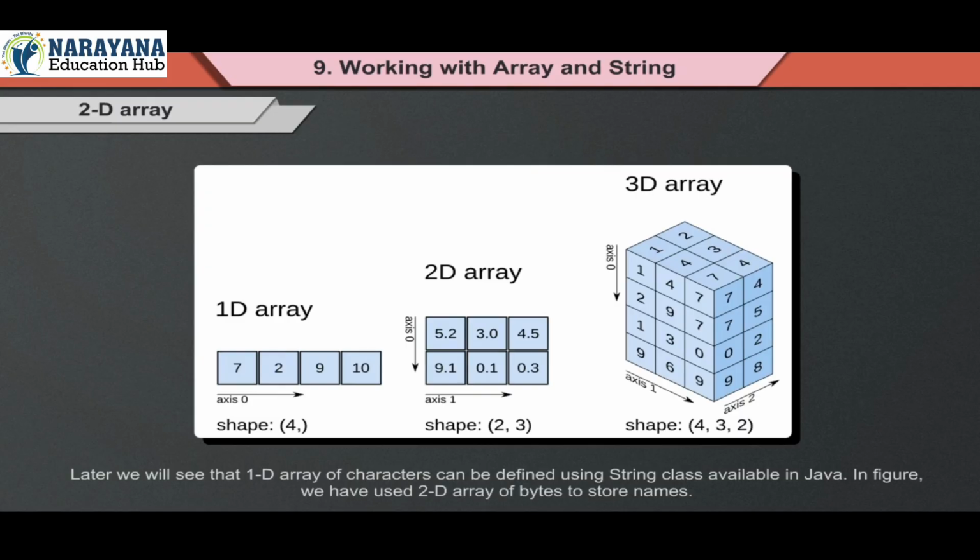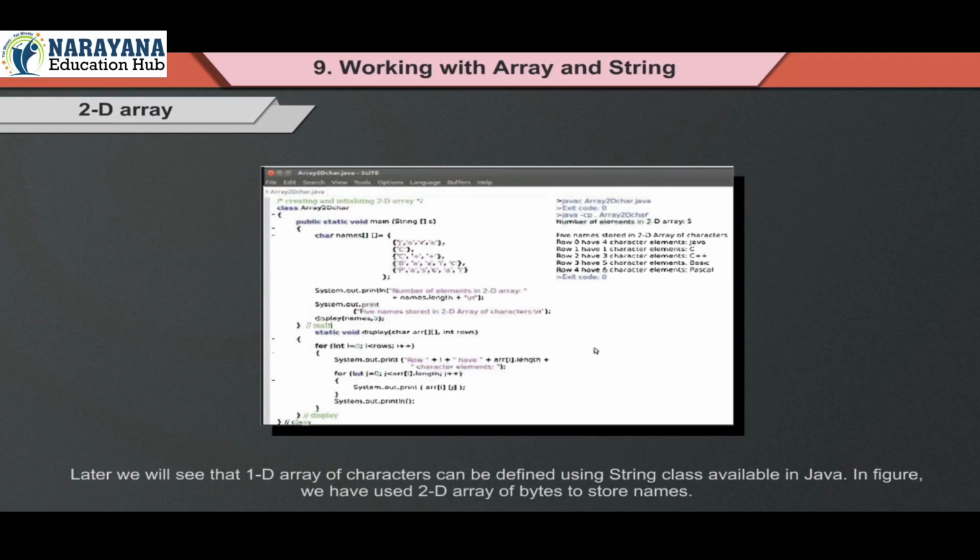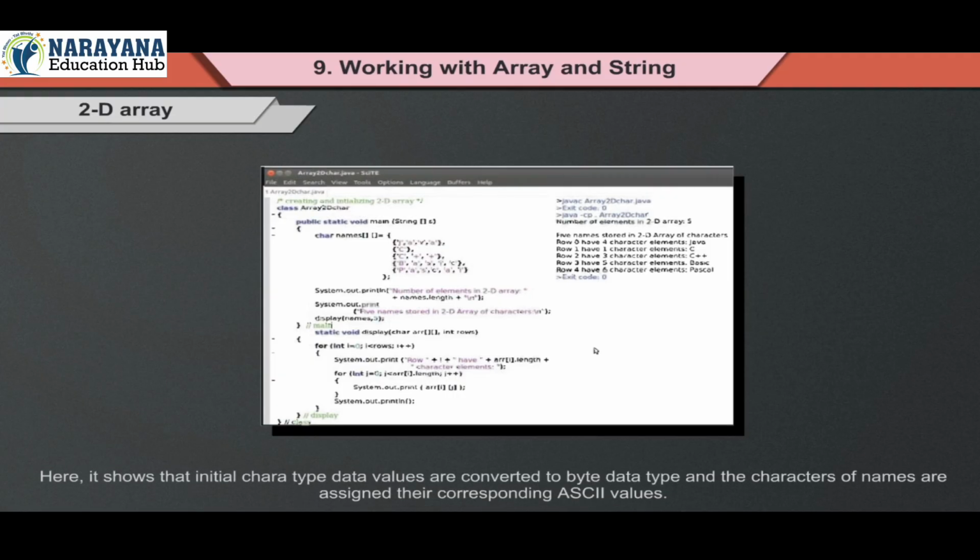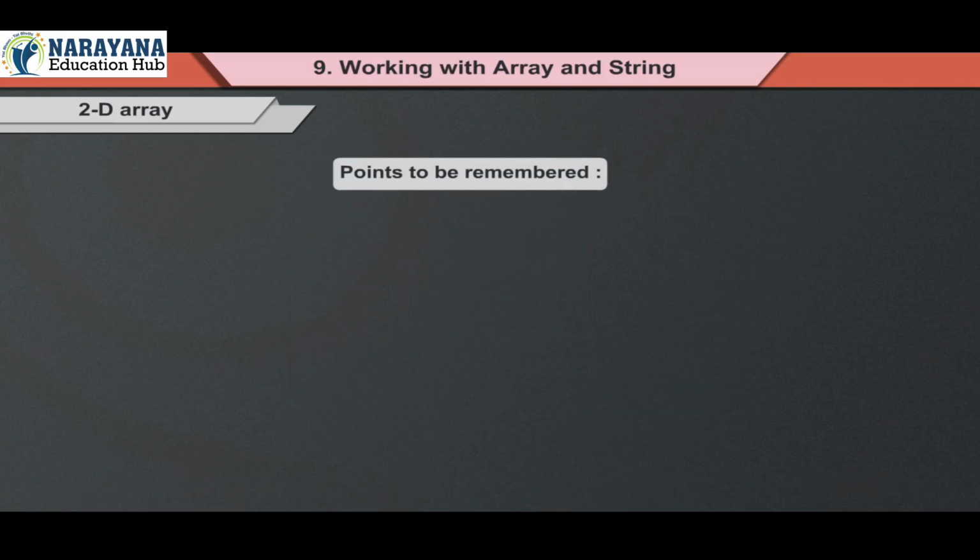Later we will see that a 1D array of characters can be defined using the String class available in Java. In the figure, we have used a 2D array of bytes to store names. Here, it shows that the initial char type data values are converted to byte data type and the characters of names are assigned their corresponding ASCII values.